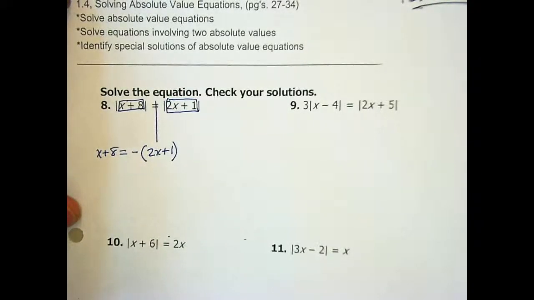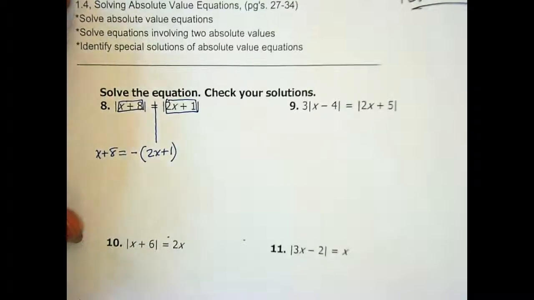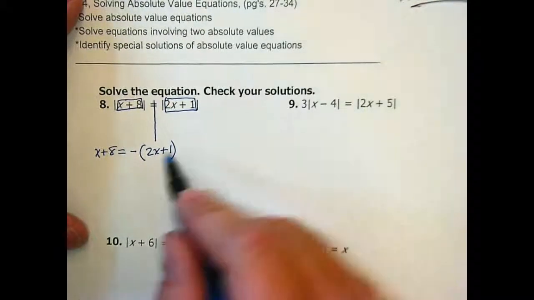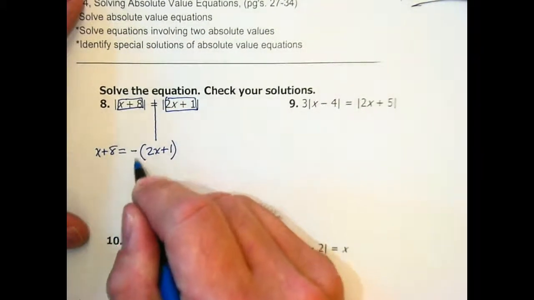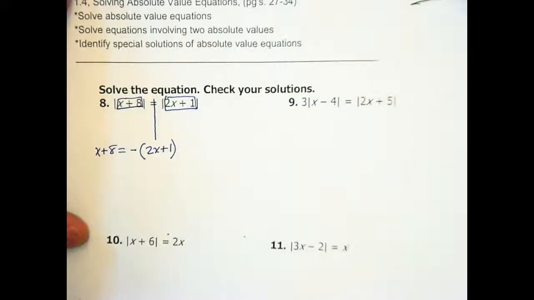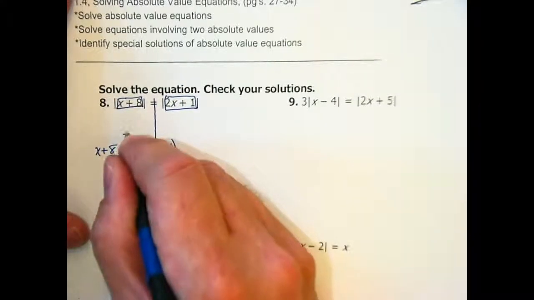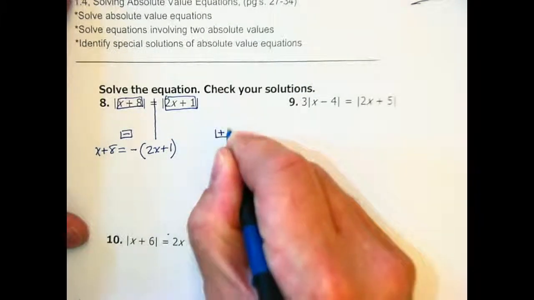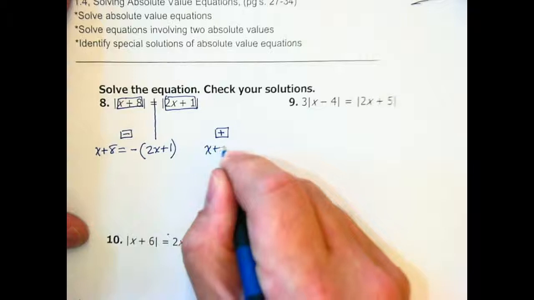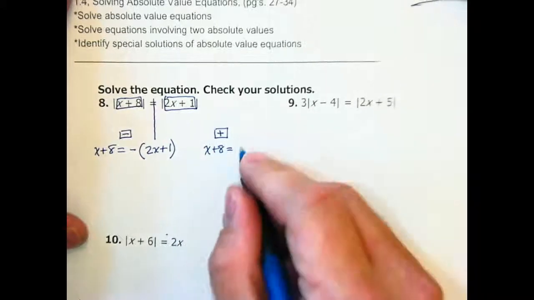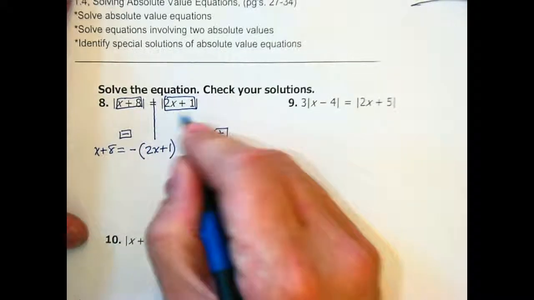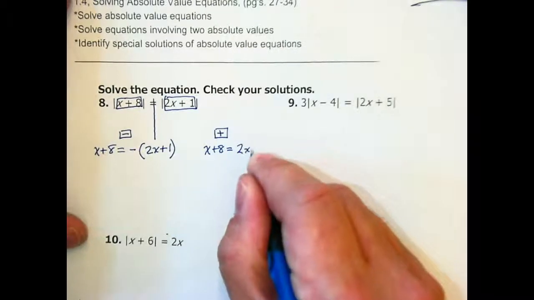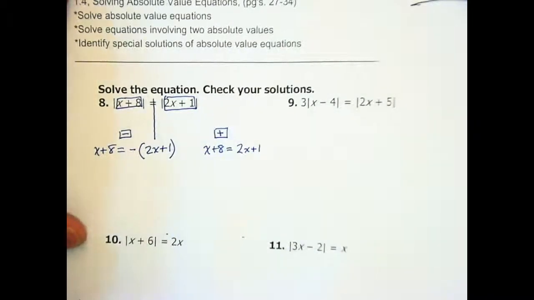So we would only get one answer? No, you're going to have two answers. That's our negative case right here, right? We put the negative out in front of this. Okay, so here's our negative case. Our positive case is going to be x plus 8 is equal to the positive value in here, which is just 2x plus 1. We're not changing the signs.